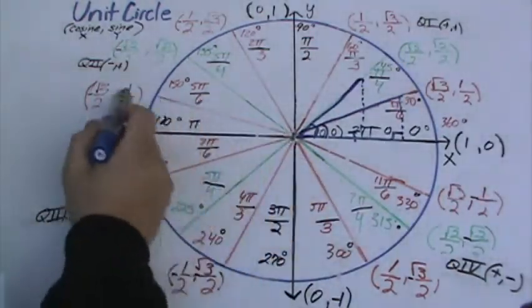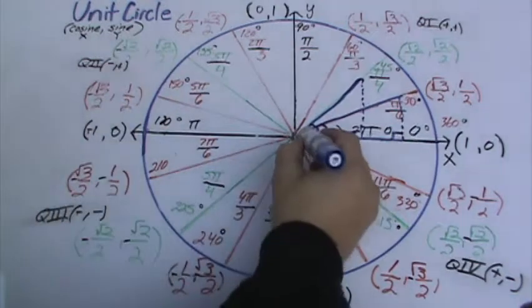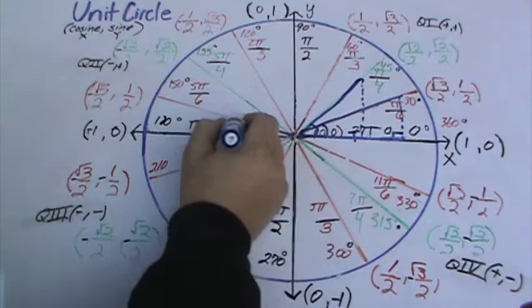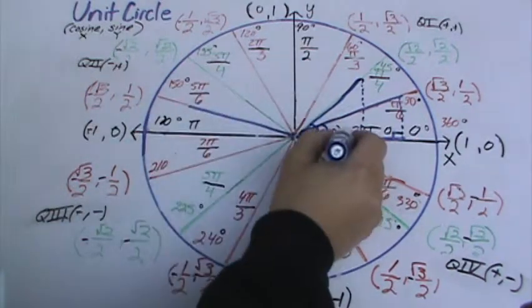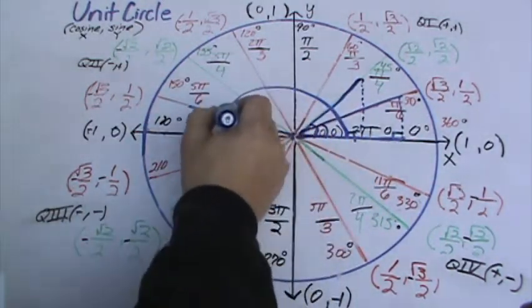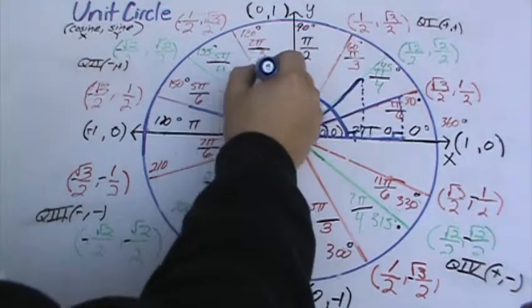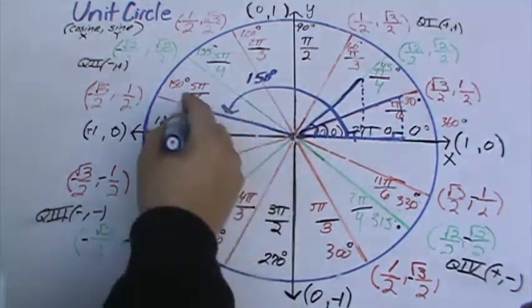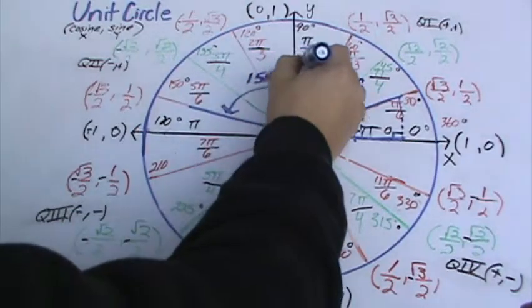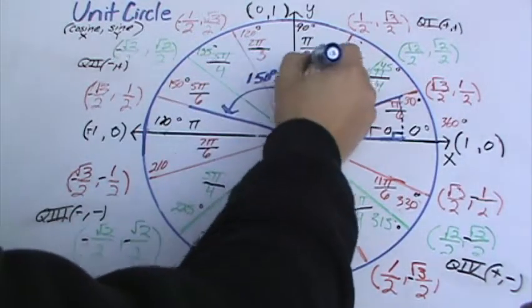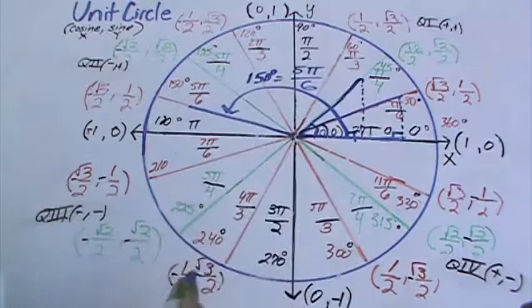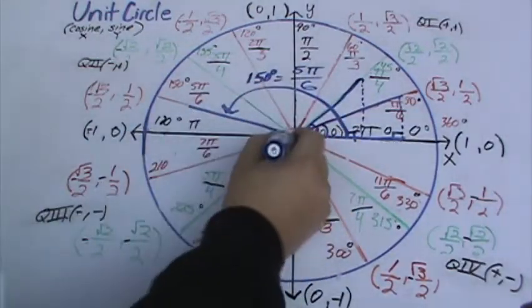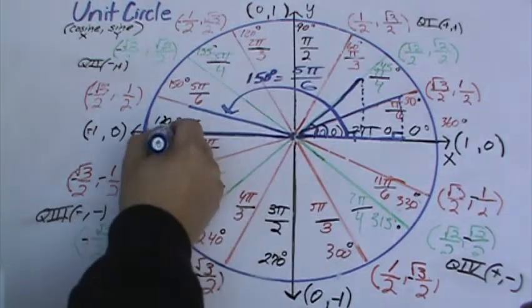Now let's do one just a little more challenging. What if we wanted to know the cosine of 150 degrees? So you start at the initial line on the x-axis, go up to 150 degrees. So 150 degrees, which is also equivalent to 5 pi over 6 radians. Now for me, 150 degrees is a little hard to work with. So what I like to do in these cases is try to think of the reference angle.